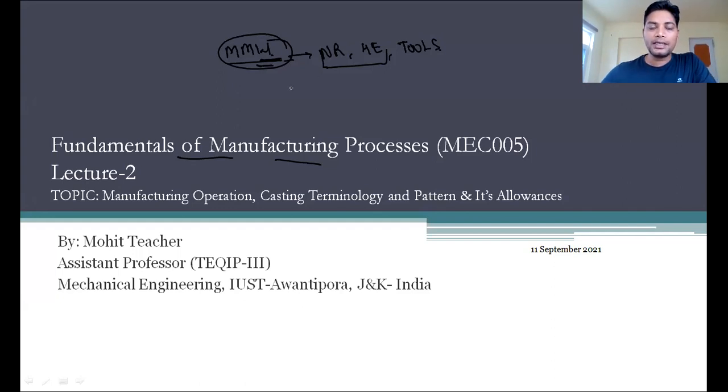And secondly, we discussed the different types of manufacturing processes. If we are talking about the different types of manufacturing processes, then they can be classified as what we have discussed in the content part, that is casting, then welding, then machining.